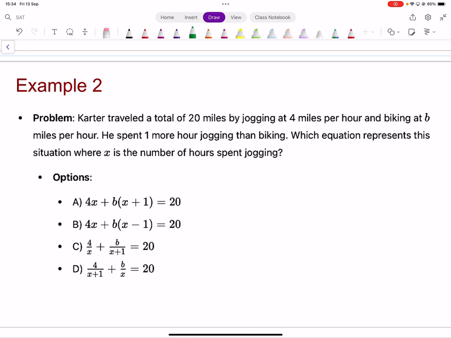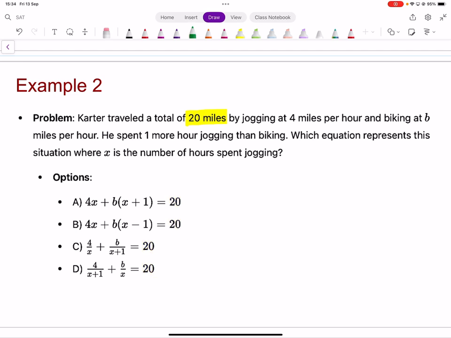How do you think about this? He's traveling a total of 20 miles. And look at the equations that are given. All of them have 20 on the right side. That means the left side should represent the number of miles, right? The total number of miles.